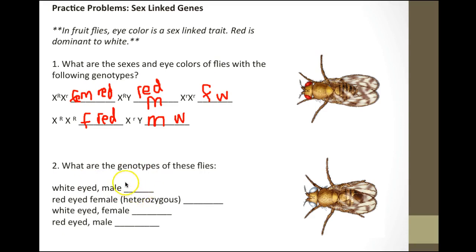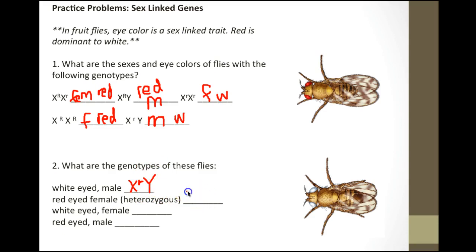So we'll start with gender first. So because it's a male, we know it's going to be an XY. And because he's white eyes, and white eyes is recessive, and there's only one copy, so we put a lowercase r. Remember, this is only on the X chromosome. Y chromosomes don't have these genes, so we don't put any letter next to them.